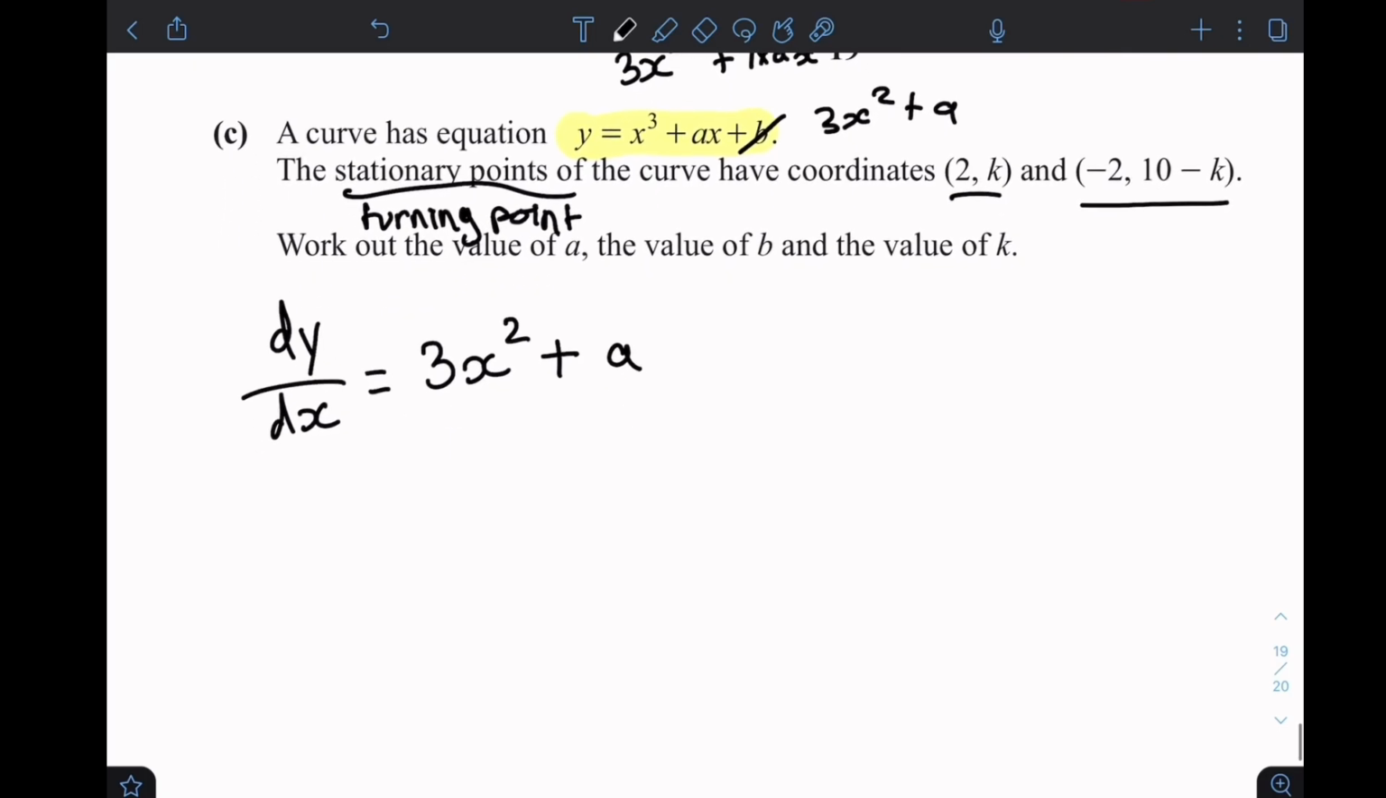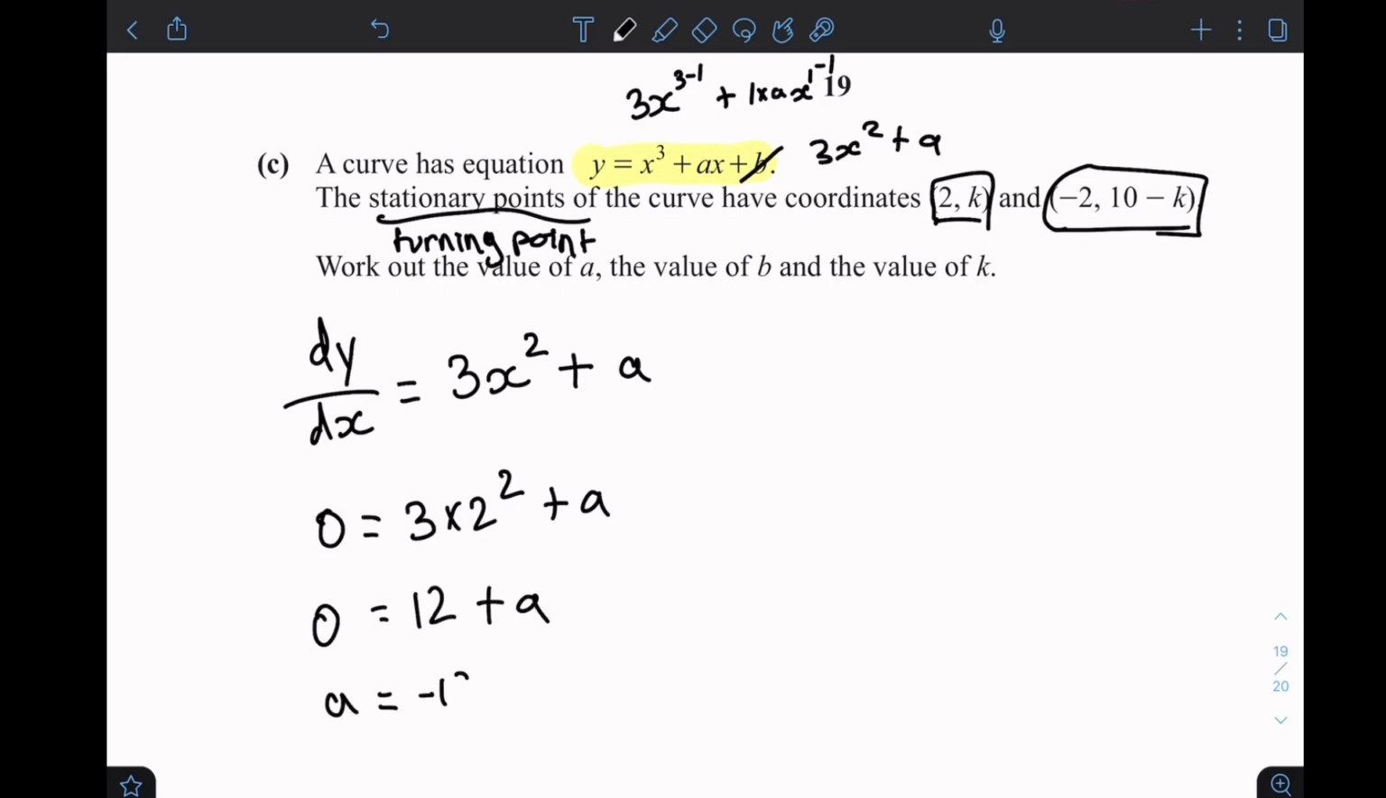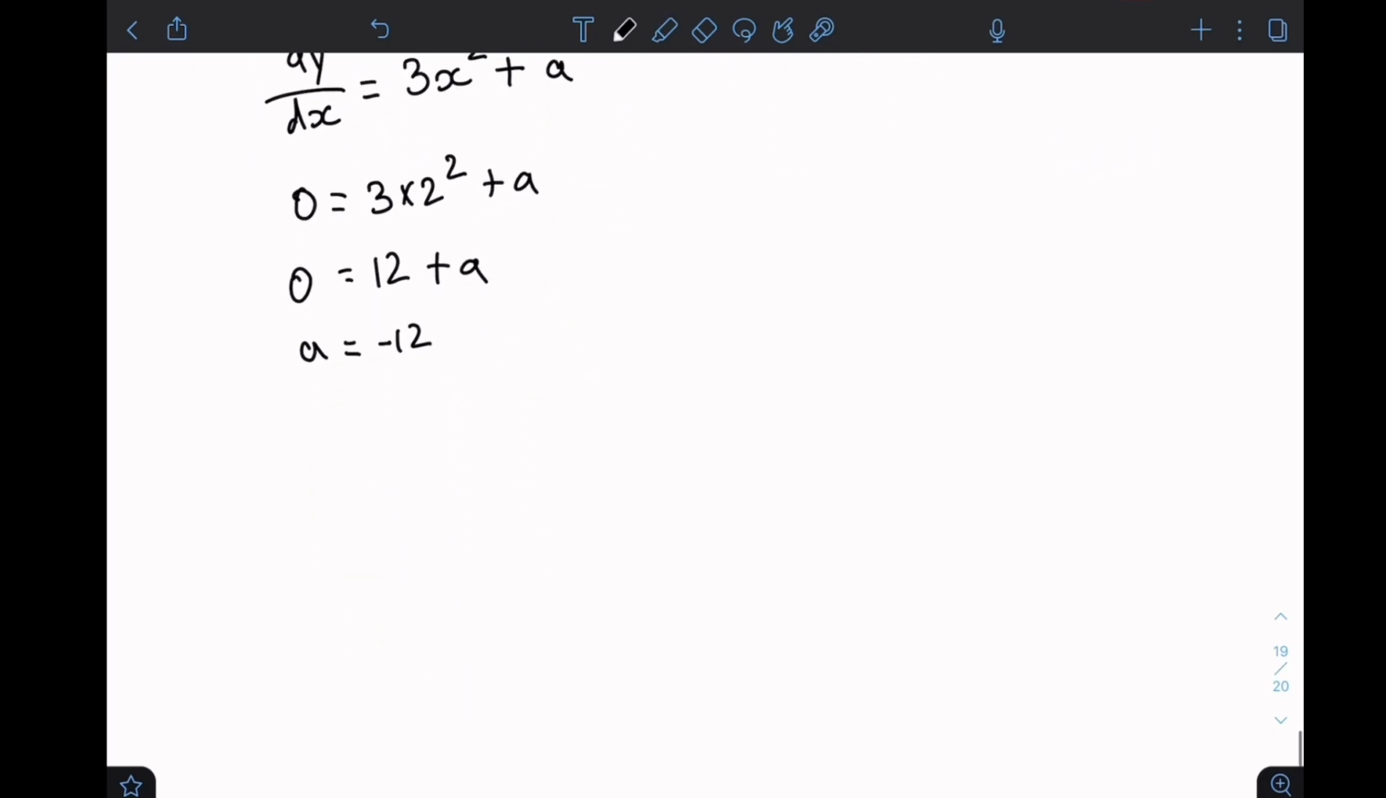Okay, so let's apply both the values 2k and -2, 10 minus k. If we do that, 0 is equal to 3 into 2 squared plus a. So 0 is equal to 2 squared, which is 4, 4 into 3 is 12, 12 plus a. So a is equal to -12. Okay, we figured that out, which is good.